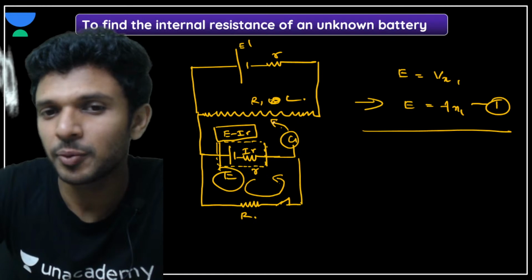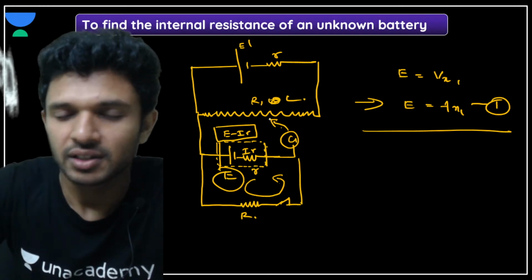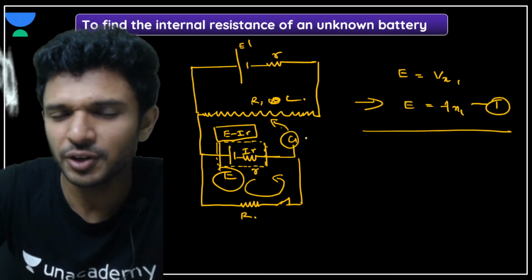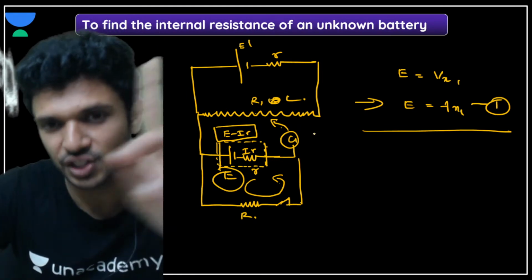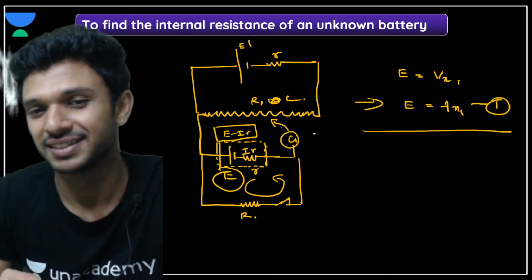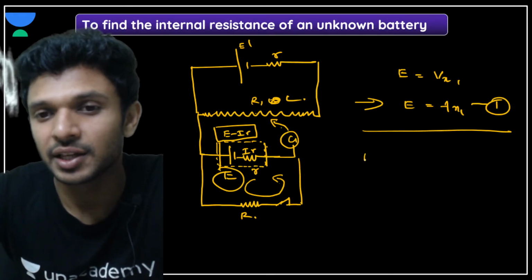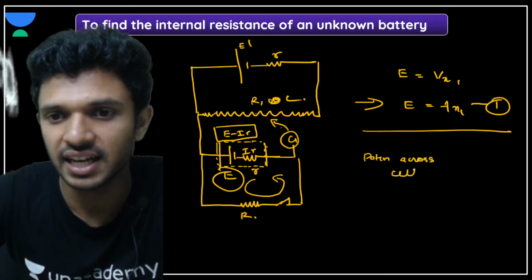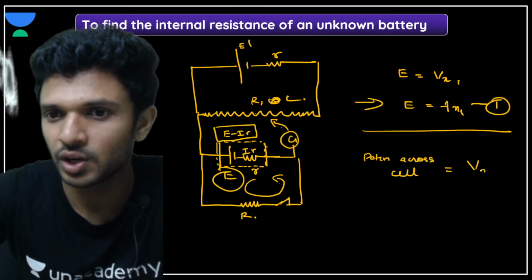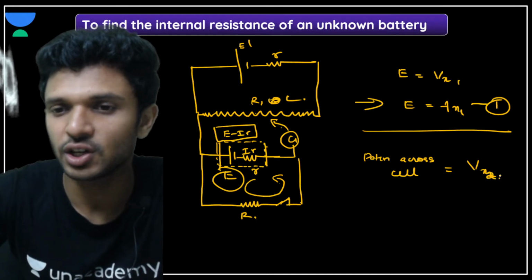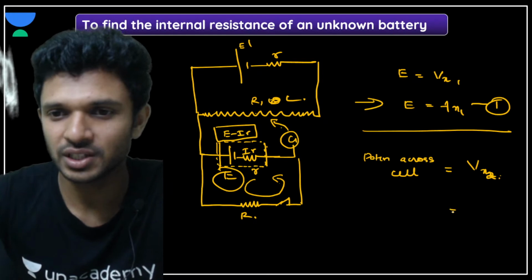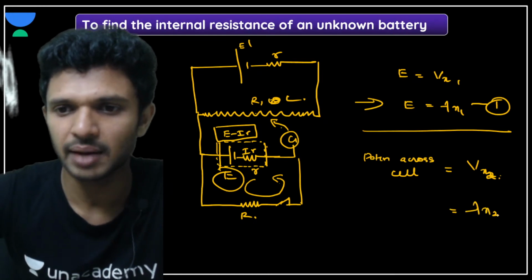Now if we keep on moving this jockey, and at a particular length of x2, we find galvanometer deflection as 0, what can we write? We can write that the potential across the cell is equal to the voltage dropped across a length of x2. Can't we write this? Yes. What is the voltage dropped across length x2? Lambda times x2.